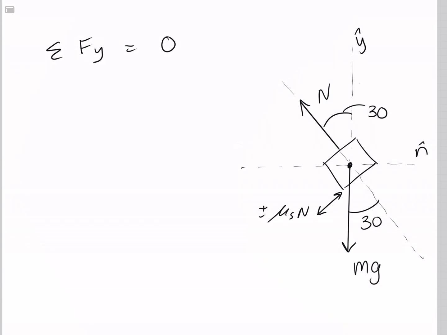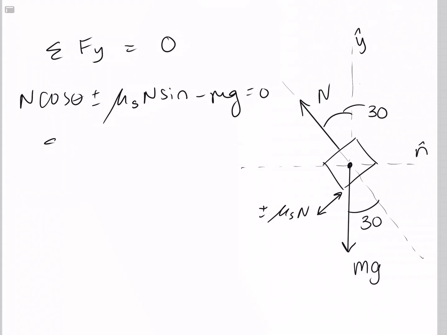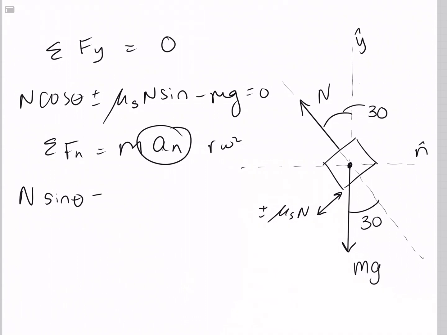Drawing for F of y, with it being 0, this equation is going to be a static problem. We get N cosine theta plus and minus mu s N sine theta, minus mg equals 0. There are a lot of unknowns in that equation, so let's go ahead and solve for F of n. And this is not static. It is given an acceleration, and this is given to us as r omega squared, so we can use that when we plug in values.